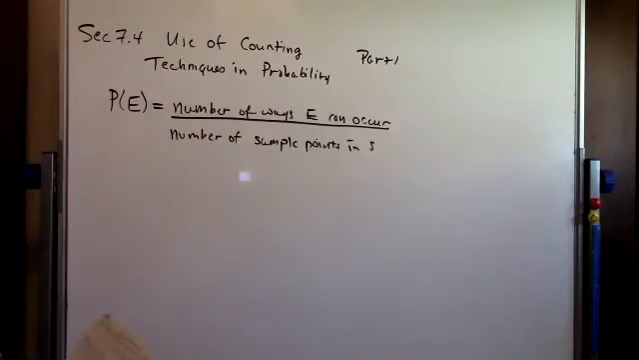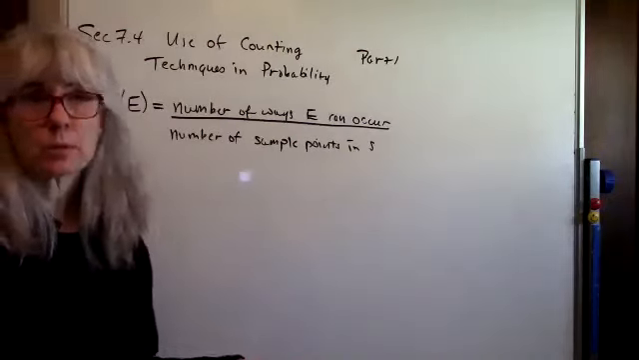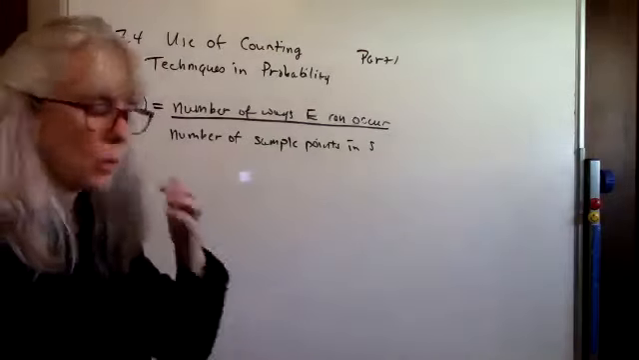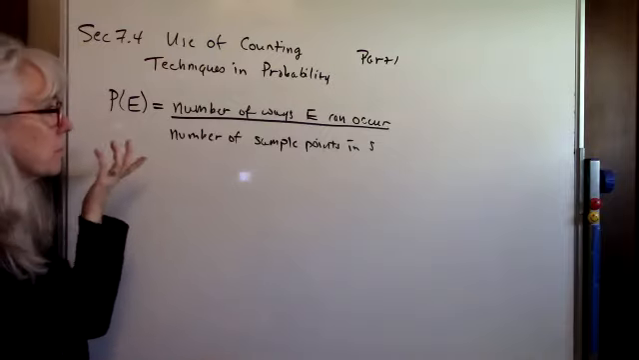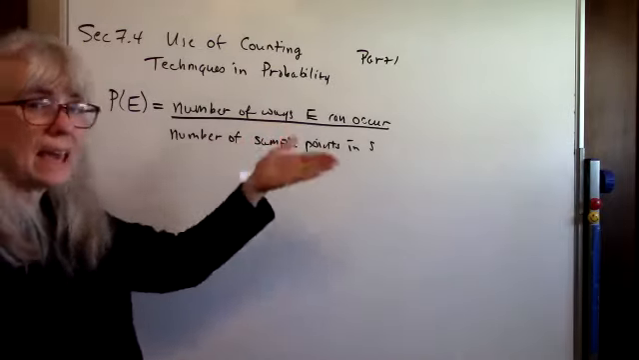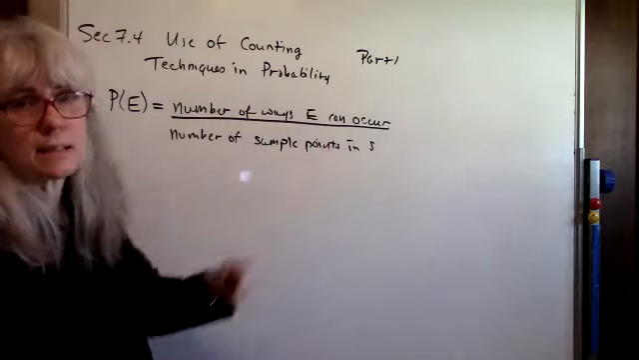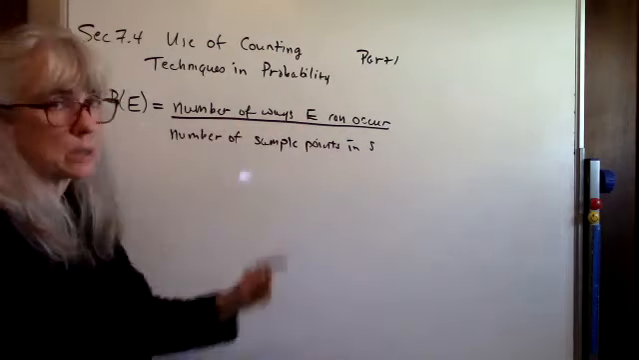In section 7.4, we bring back into play the counting techniques that we saw in chapter 6. So it's called the use of counting techniques and probability. This is part 1. A gentle reminder that the probability of an event is simply the number of ways that event can occur over the number of sample points inside that sample space. So again, the number of ways that E can occur over the number in the sample space.